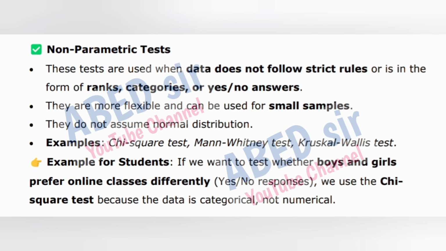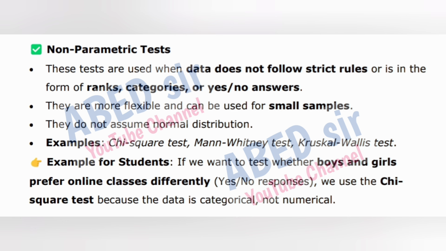Non-parametric tests. These tests are used when data does not follow strict rules or is in the form of ranks, categories, or yes-no answers. They are more flexible and can be used for small samples. They do not assume normal distribution. Examples: Chi-square Test, Mann-Whitney Test, Kruskal-Wallis Test.